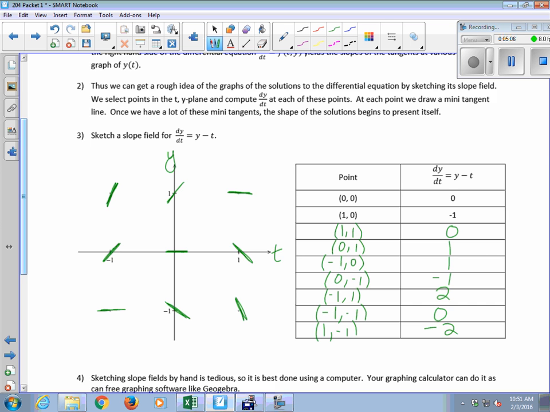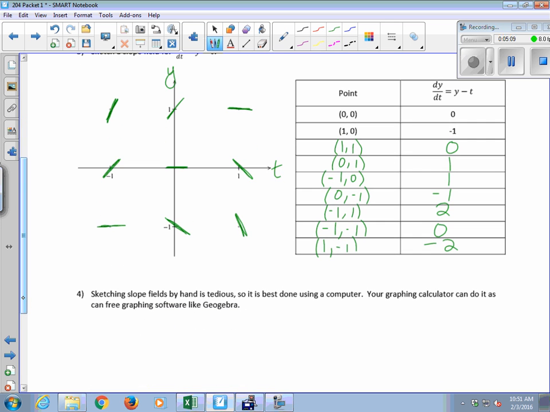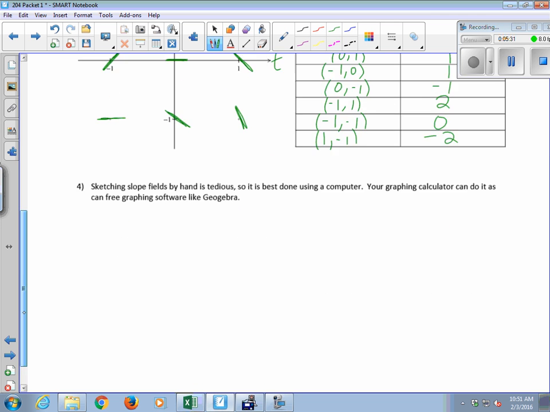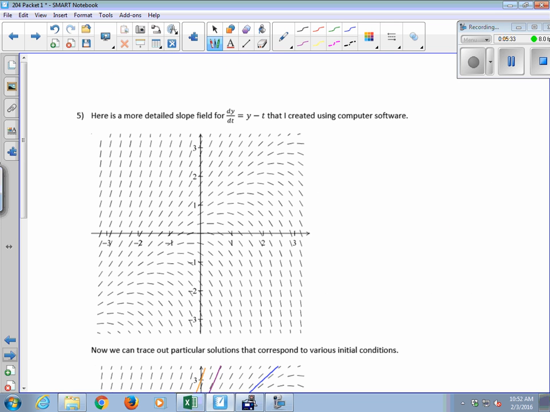I think I just heard some mumbles like this is a pain, right? Sketching a slope field by hand is tedious. It's best to have a computer do this. They can do it super fast, populate a whole screen with mini tangent lines. A computer wouldn't just do it at integers, it would do it at lots of points in between the integers. Your graphing calculator can do this, so can some free software like GeoGebra. I have instructions in a couple minutes.